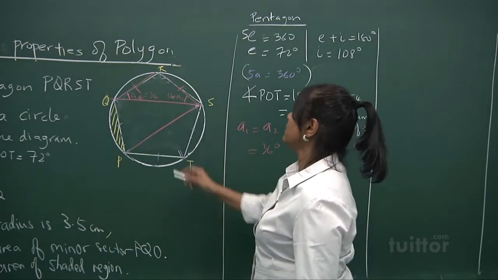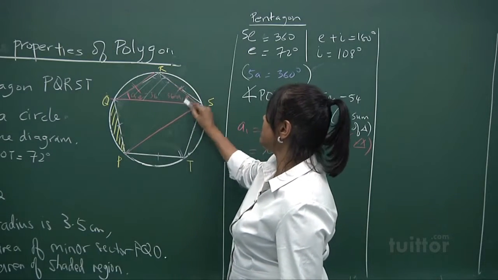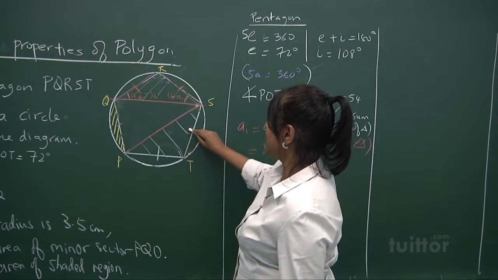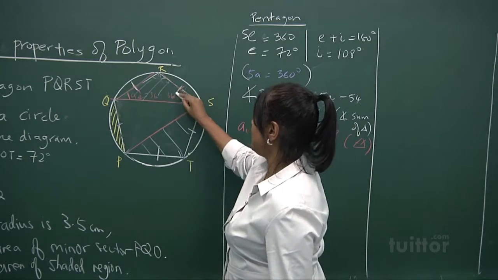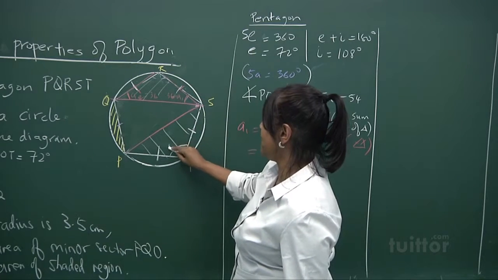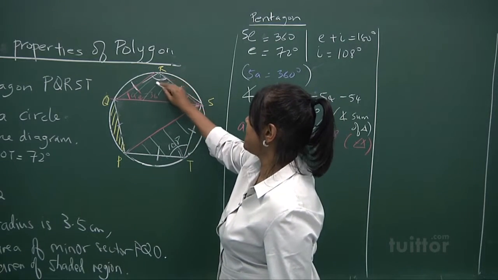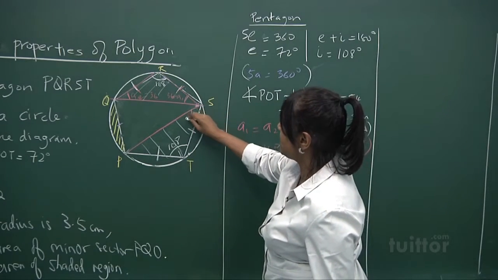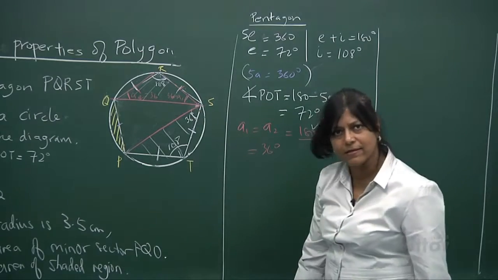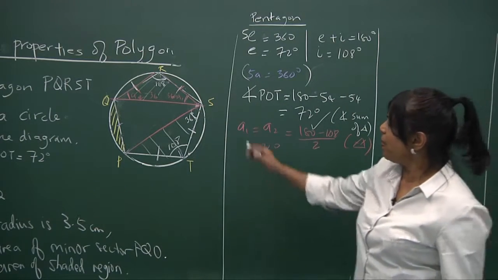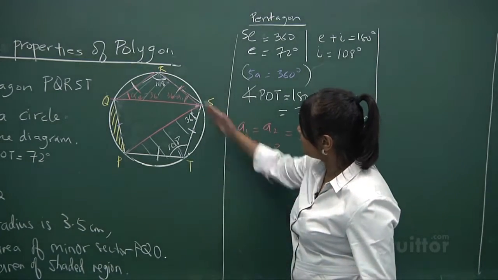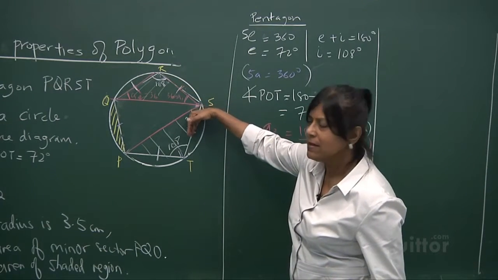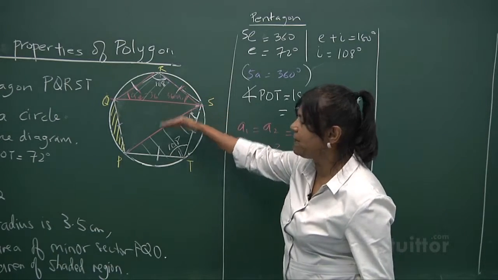But I'd like to ask you, are these two triangles congruent? Don't you find them congruent? Because this side equals this side. They're equal. This angle is 108 degrees, so you can also see that this angle is also 36 degrees. And the whole interior angle is 108 degrees. So what will this angle be?